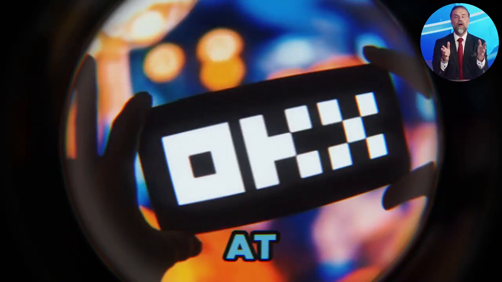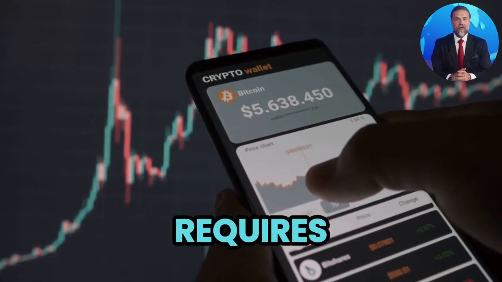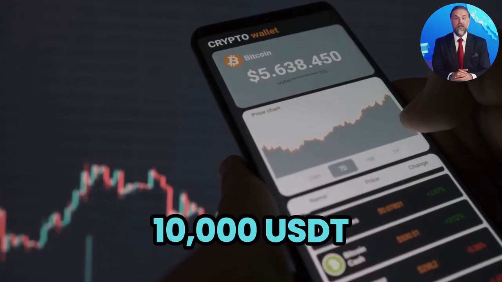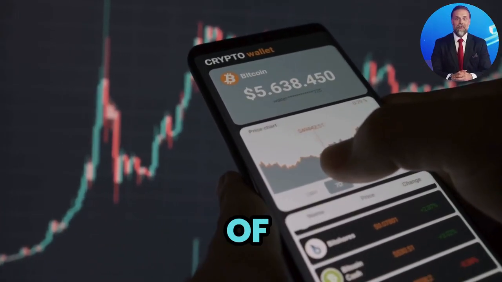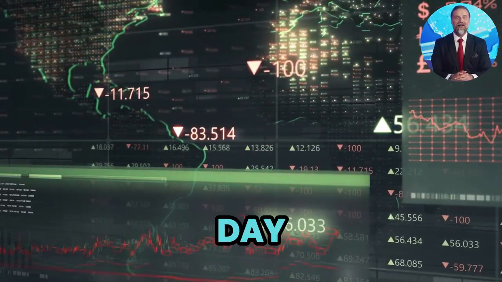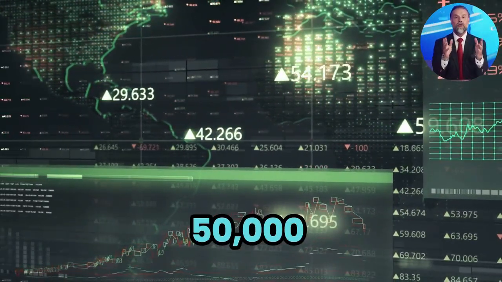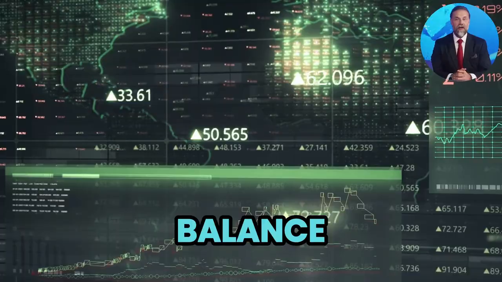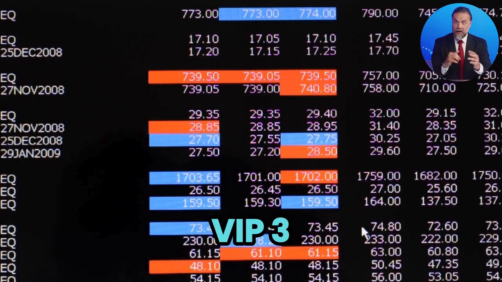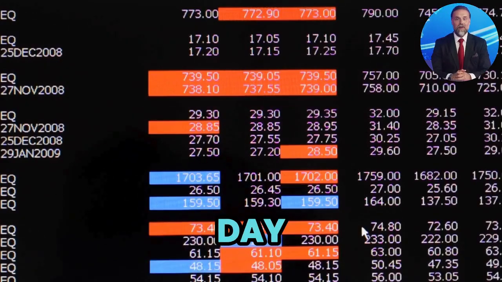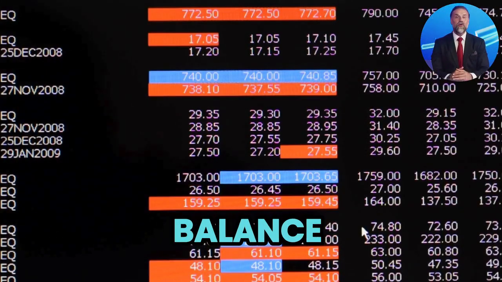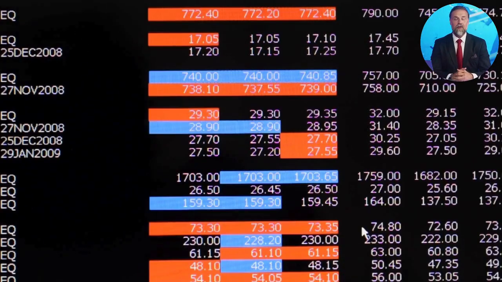Here's a quick look at how you can qualify. VIP 1 requires a minimum 30-day trading volume of 10,000 USDT or an asset balance of 500 USDT. VIP 2 requires a minimum 30-day trading volume of 50,000 USDT or an asset balance of 2,500 USDT. VIP 3 requires a minimum 30-day trading volume of 100,000 USDT or an asset balance of 5,000 USDT.